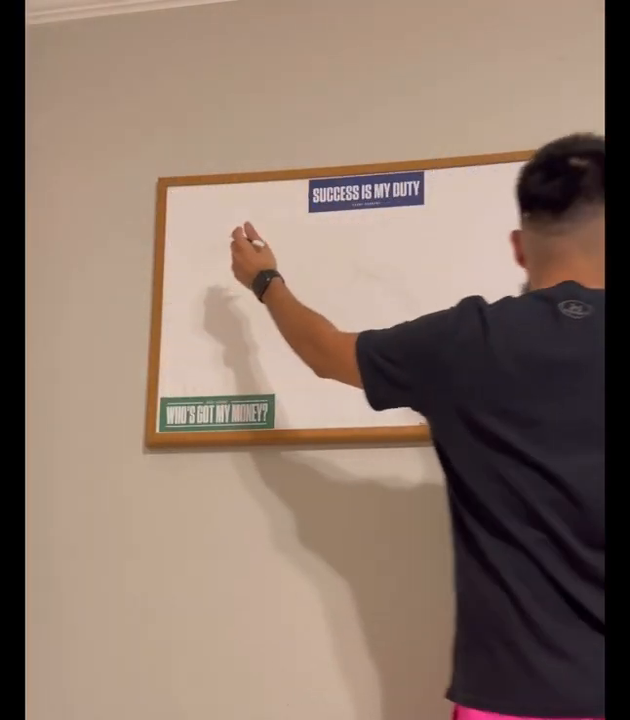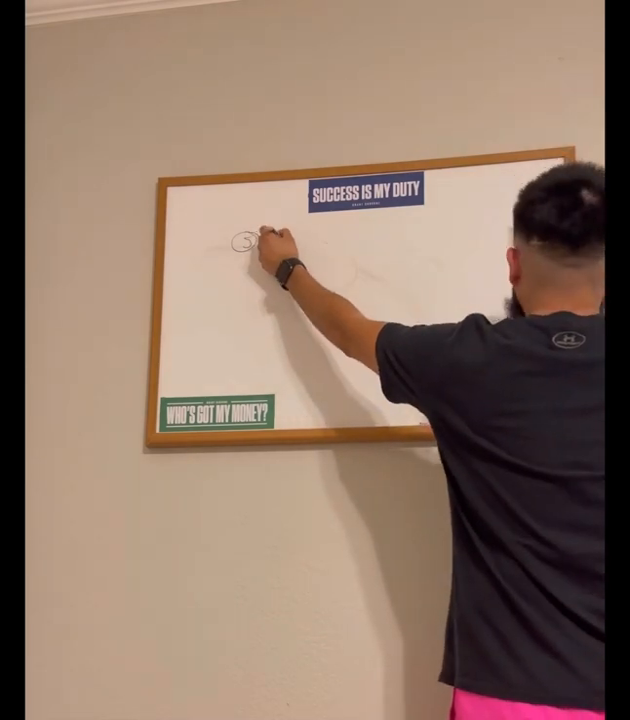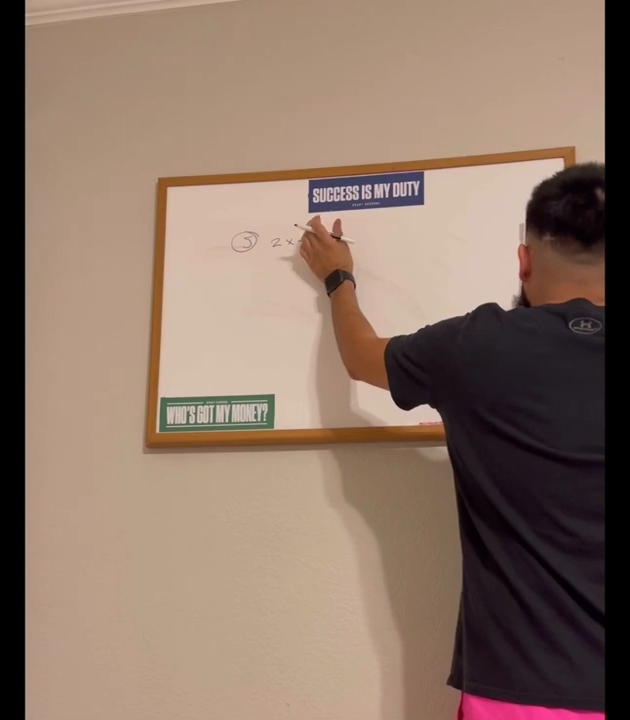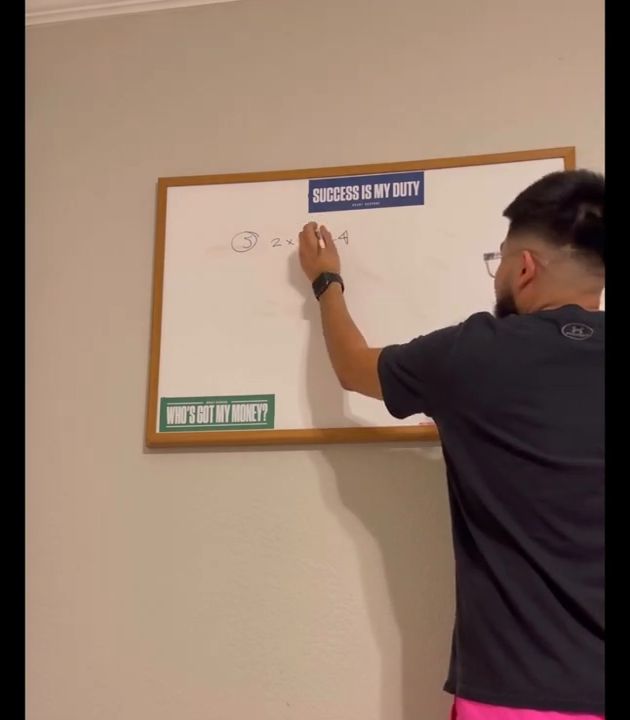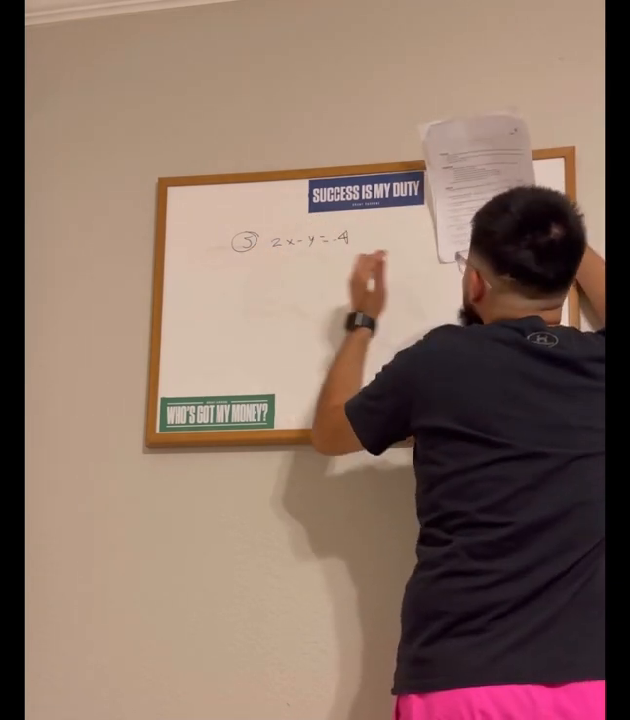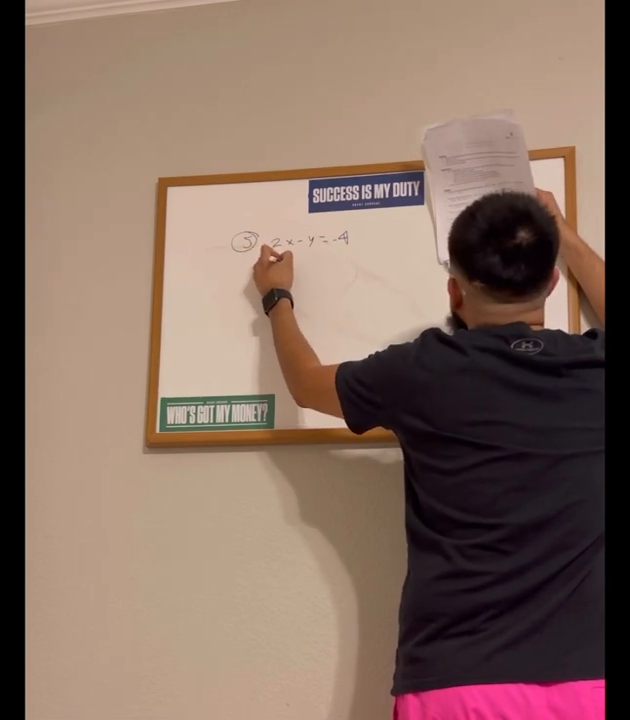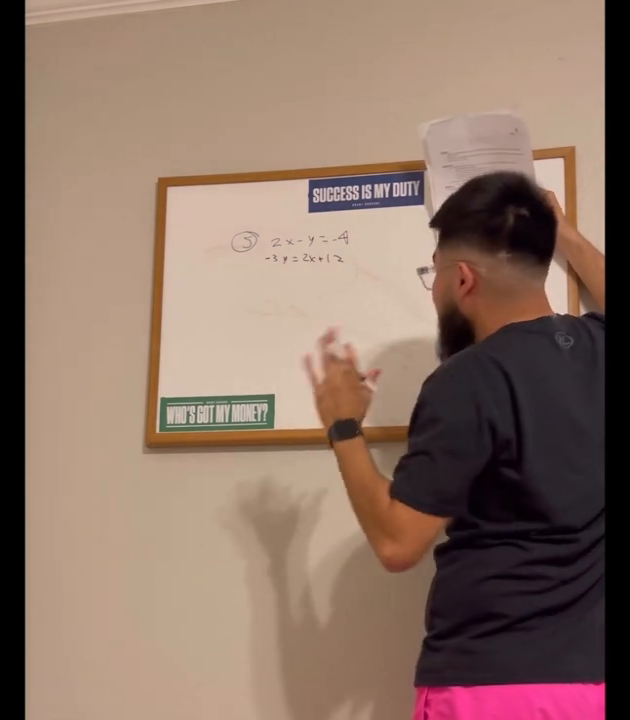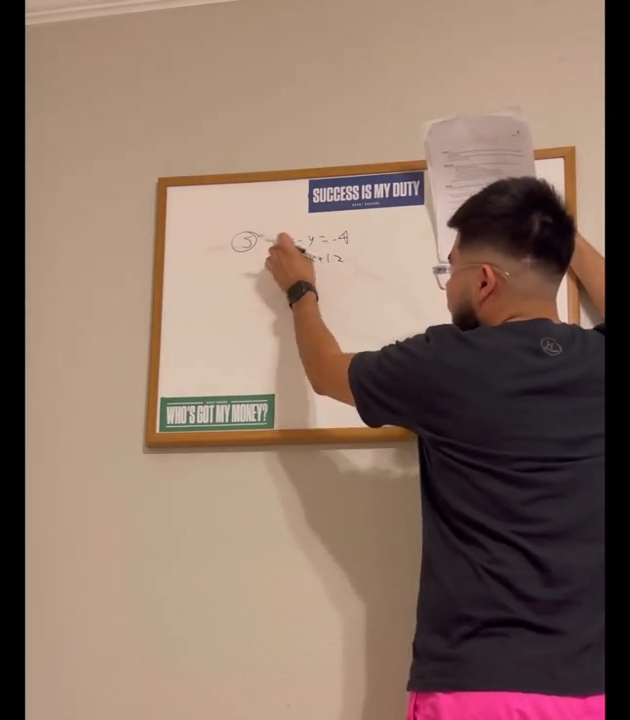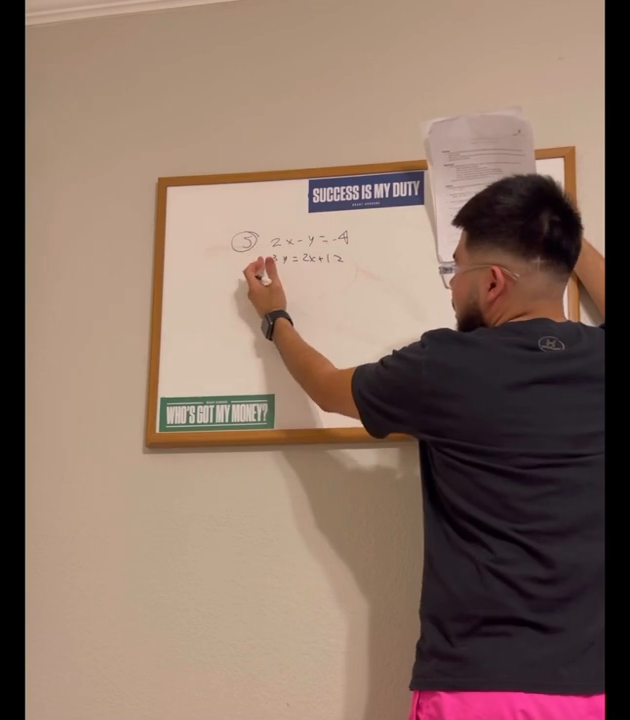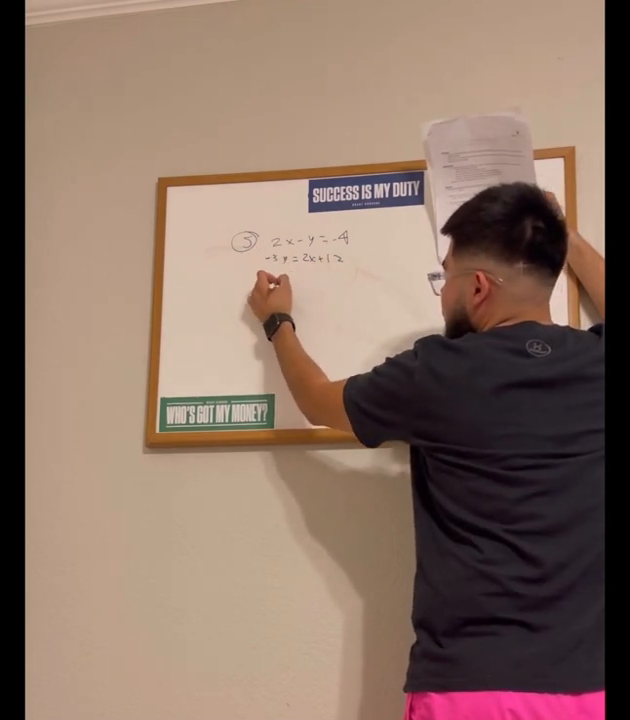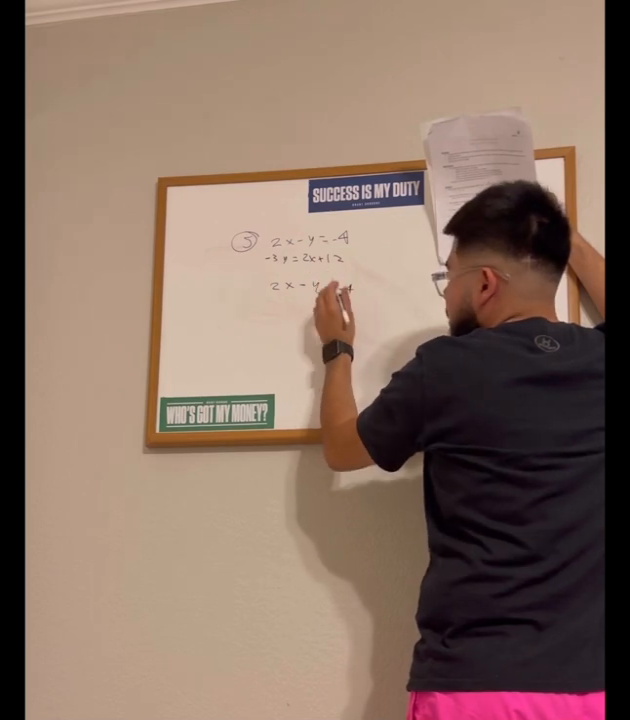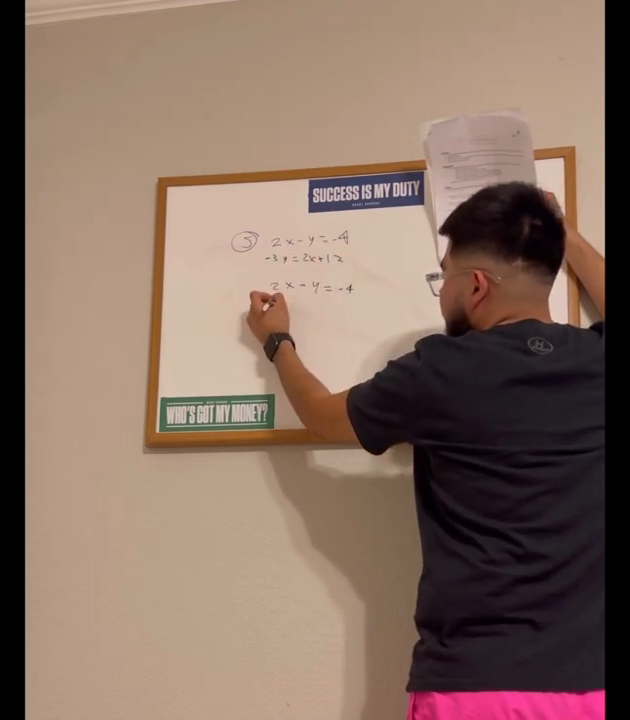5, I'm going to put 2x minus y equals minus 4 and minus 3y equals 2x plus 2. Okay, the first thing you have to do is put them in the correct position. So you have to put 2x minus y equals minus 4. This is good. You have to put this one first.